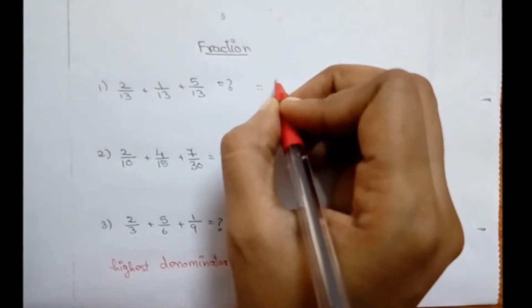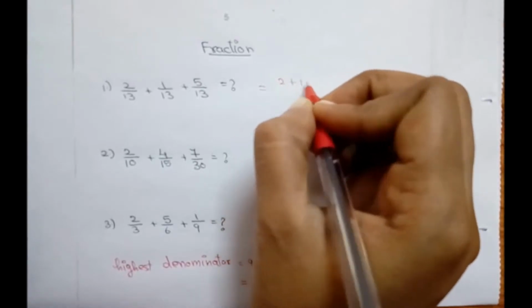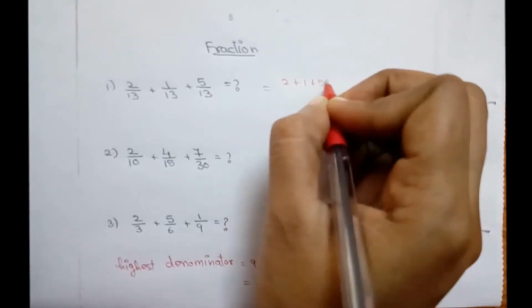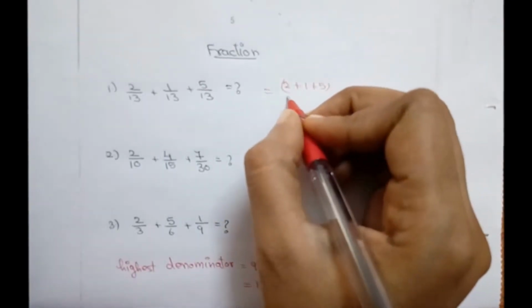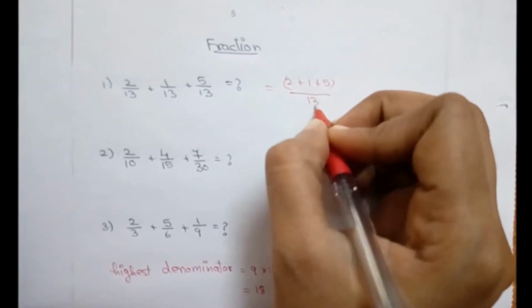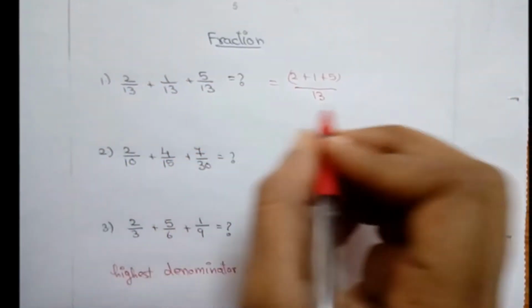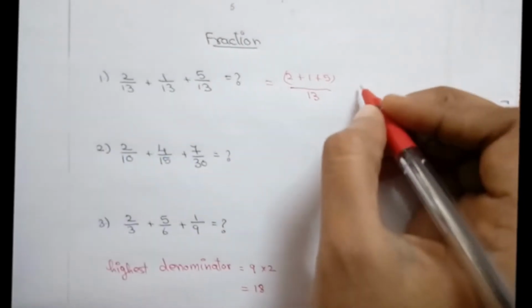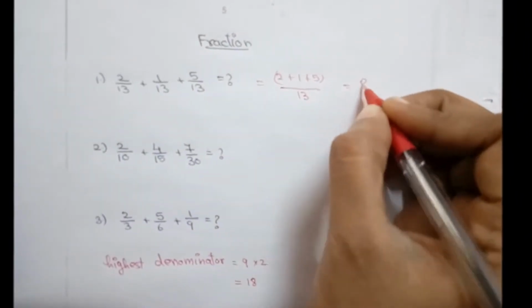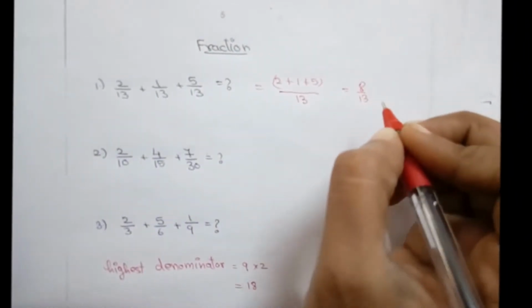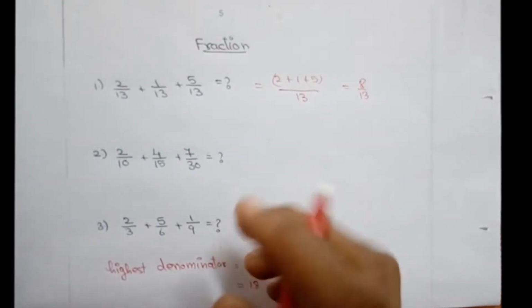Here my numerator is 2 plus 1 plus 5, and my denominator is 13, which is the same in all fractions, so I am writing it like this, and my answer will be 8 by 13. Okay, now let's move on to the second sum.